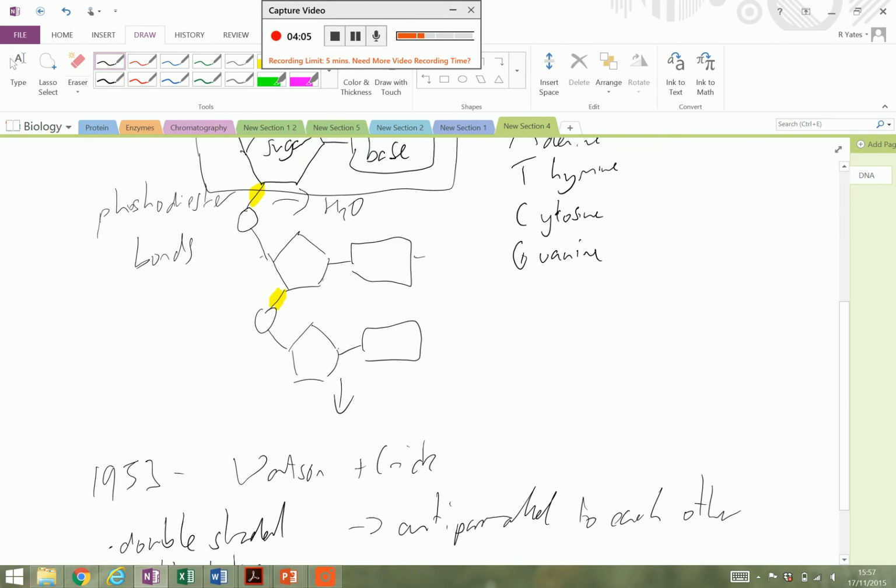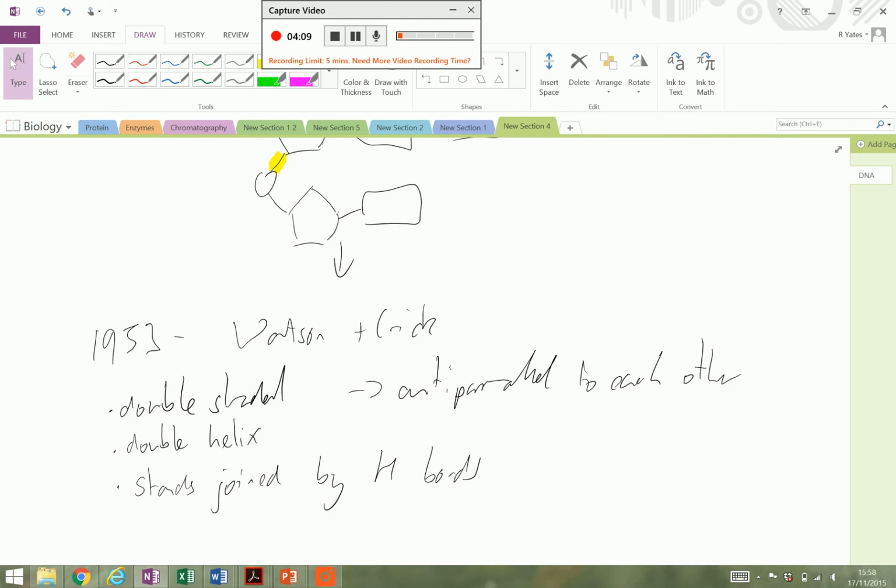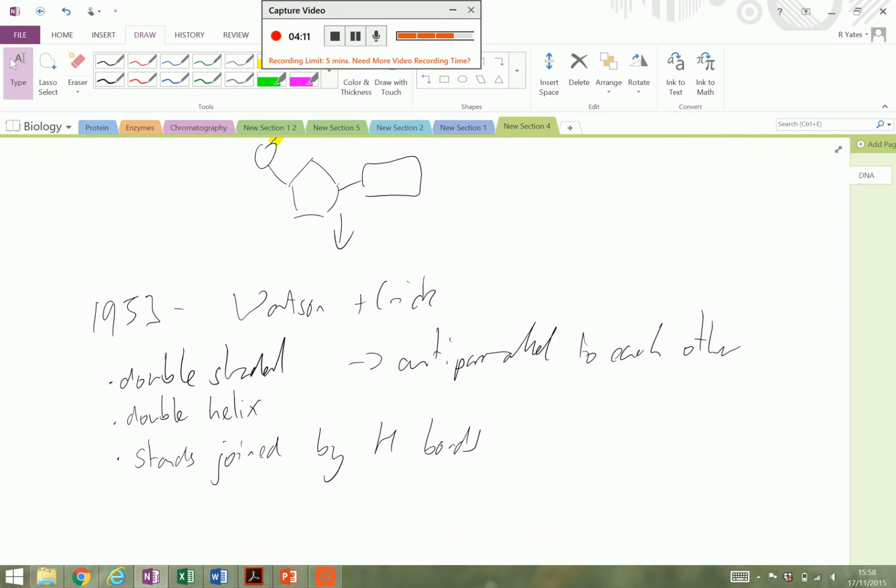So if we look up here, that will be another base there, and that would be in there. That'll be an H bond, and the base pairing is specific. A pairs with T, C pairs with G. So that's the structure of DNA. We'll do a little bit more in the next video, and then we'll look at how it replicates.